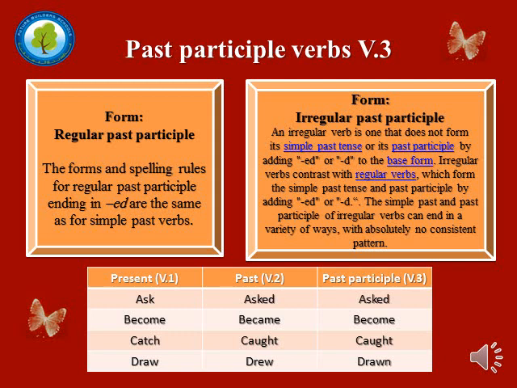Here we have a table for some examples. Ask, which is a regular verb, so when we change it into the past, we add ed, so it's asked in the past, and in the past participle or verb 3, it's asked, the same. Become, it's irregular, so it's become, became, become. Catch is irregular, so catch, caught, caught. Draw is irregular, so it's draw, drew, drawn.